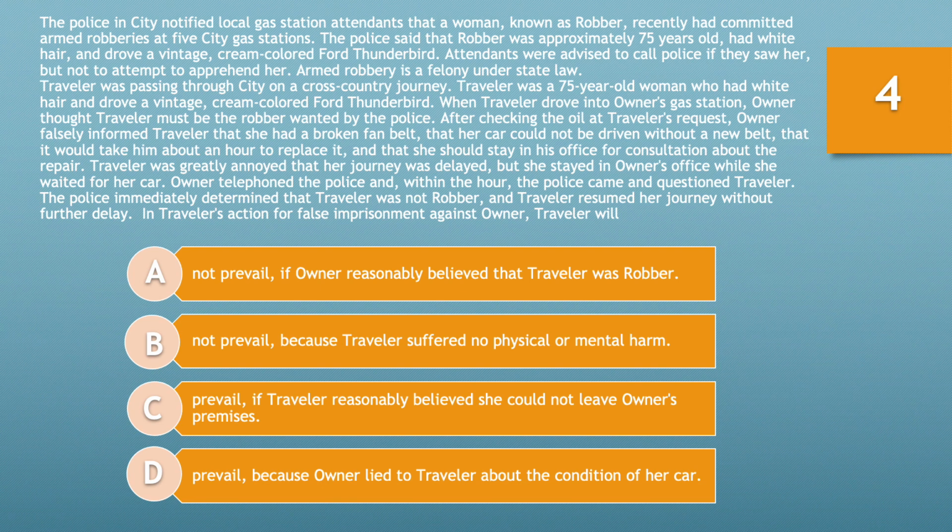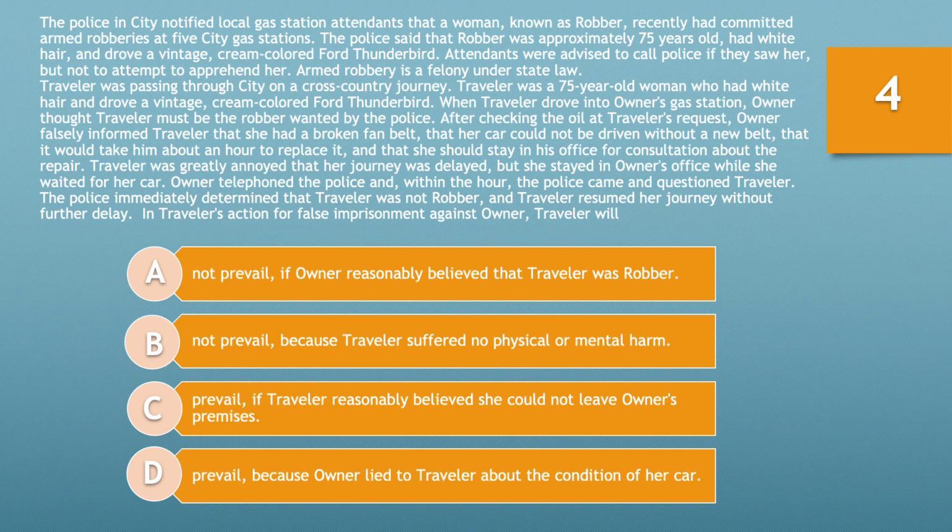Traveler was passing through City on a cross-country journey. Traveler was a 75-year-old woman who had white hair and drove a vintage, cream-colored Ford Thunderbird. When Traveler drove into Owner's gas station, Owner thought Traveler must be the robber wanted by police.